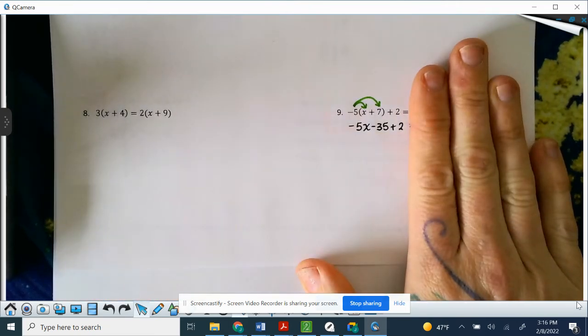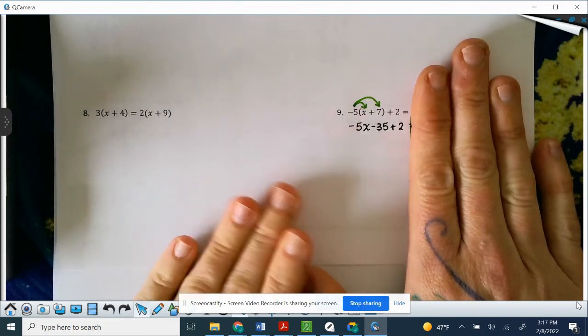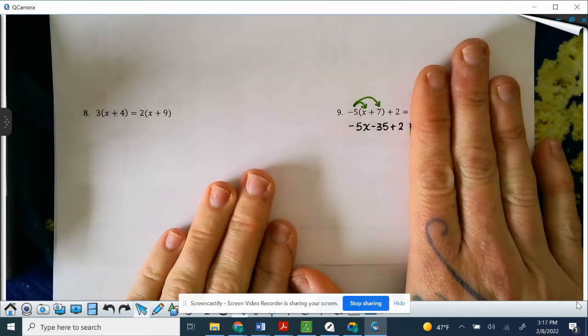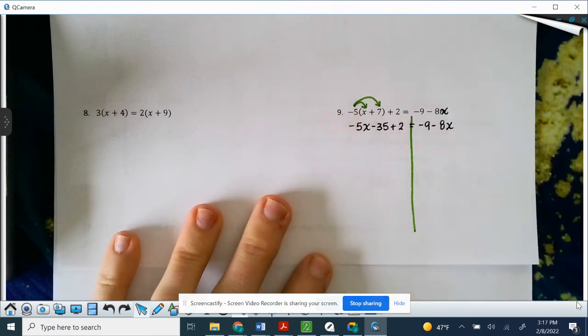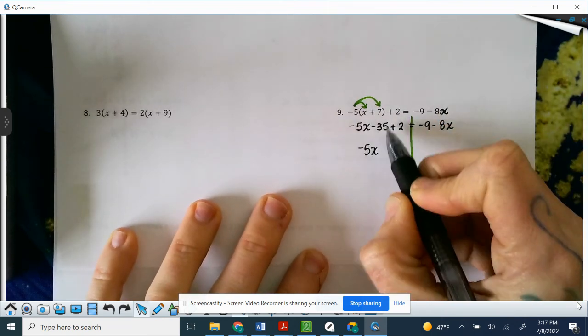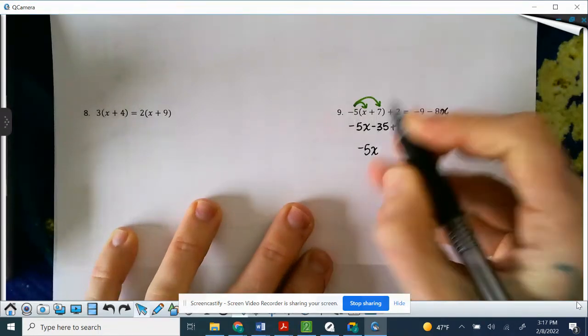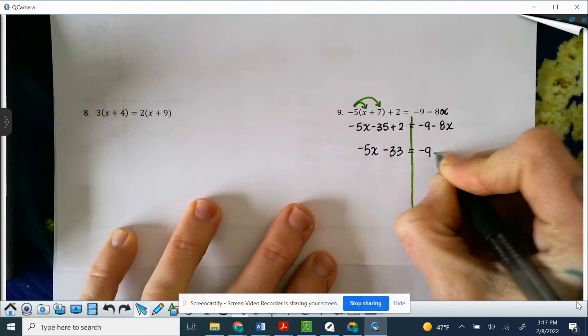Most people find their mistakes when they're starting to cross those equal marks, not carrying negatives appropriately or moving them as is. So the less you can cross the line for most students, the better they're going to do. So that negative 35 and positive 2 can be combined to give me that negative 33. So negative 5x, we haven't touched it. I owed you $35. I paid you 2. So I still owe you 33 equals negative 9 minus 8x.